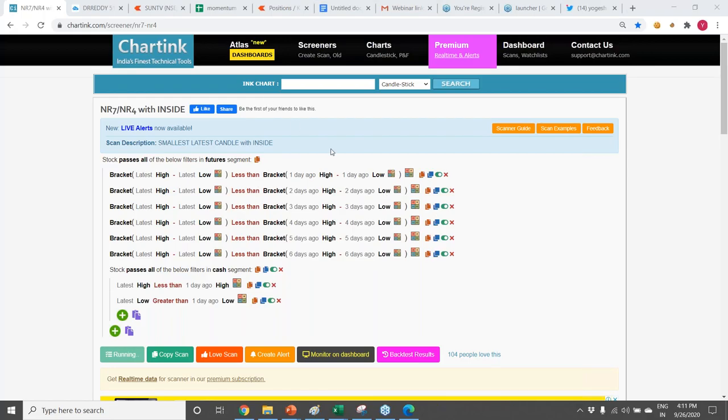So if today's range is the lowest, range is high minus low. If today's range is lower than the past 7 days' range, it is NR7. If today's range is the lowest as compared to the last 4 days' range, it is NR4. So NR7 is for a longer period, where price is in a particular range, as compared to NR4.